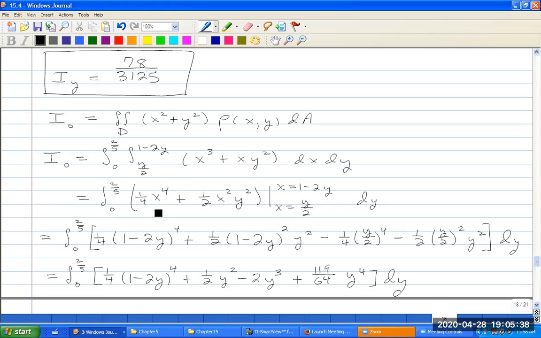Integrate x cubed, so you get 1/4 x to the 4th. Integrate x, so you get 1/2 x squared times your constant y squared. And you evaluate it at the points y over 2 to 1 minus 2y. So let's plug in 1 minus 2y, 1/4 of that to the 4th, plus 1/2. Plug in for x, 1 minus 2y squared times y squared. Minus, now let's plug in y over 2. So 1/4 y over 2 to the 4th. And then I'm subtracting, so minus 1/2 y over 2 squared times y squared.